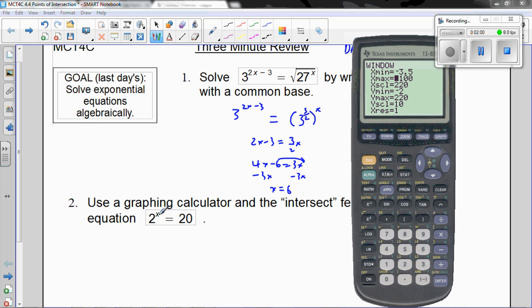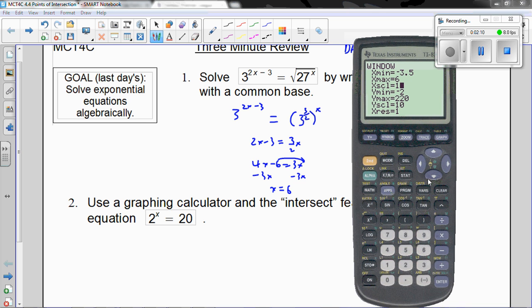Maybe x is 4. 2 to the exponent 4 is 16. 2 to the exponent 5 is 32. So I know it's going to be between 4 and 5. So if x max is 6, that should be lots. Go up by ones. Go up to 20 or 25 should be tons. Maybe I'll go up by 5s this time. Then I press graph.